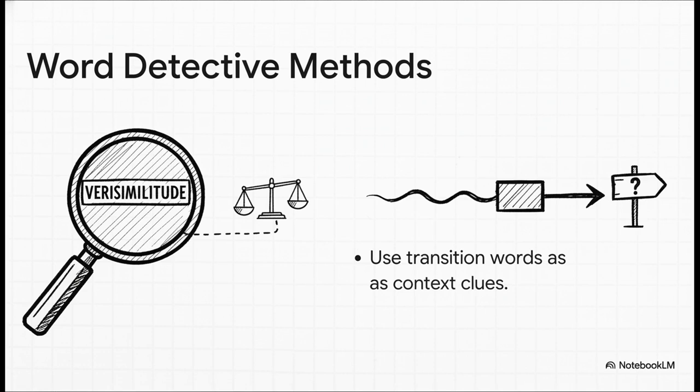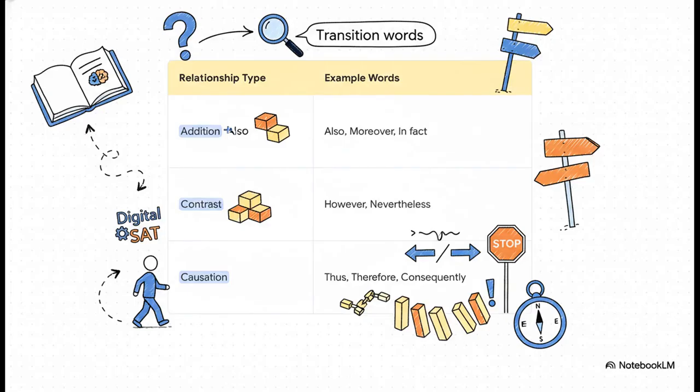Your other secret weapon is the context, especially the transition words around the word. These transition words are your best friends. They're like giant road signs telling you where the sentence is going. If you see a word like however, you know a contrast is coming up. If you see therefore, you know it's all about cause and effect. These words aren't just filler. They are literal signposts that guide you to the meaning of the word you're looking for.